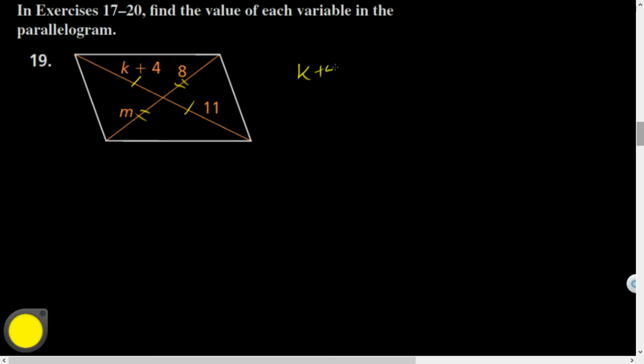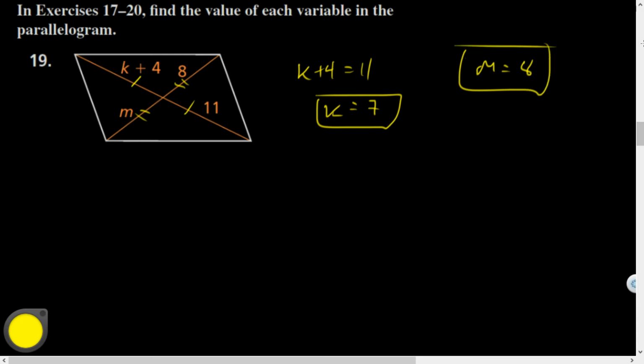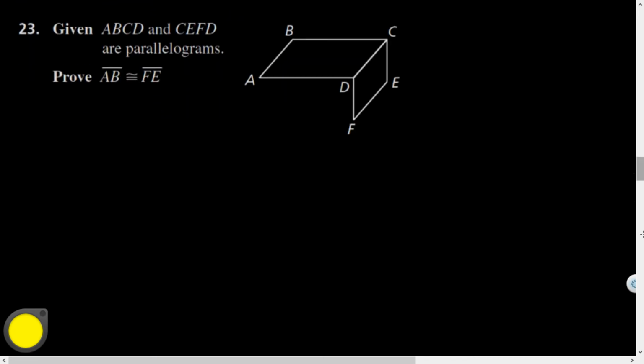So k plus 4 equals 11. K equals, what's that, 7? And m equals 8. Bam. Done. What was the name of that theorem officially? Parallelogram diagonal theorem or something. One of those. I like this one.